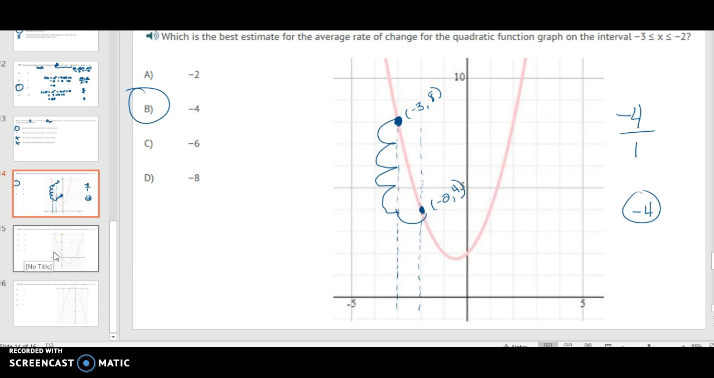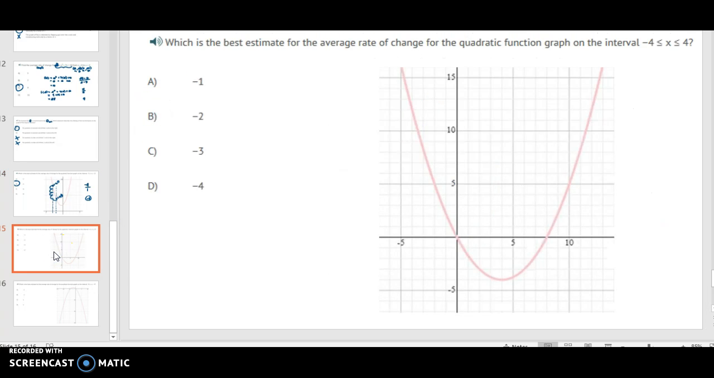All right. I feel like the next one's really similar. Estimate the average rate of change for this one. It doesn't even give you the formula. Don't need it. So it wants between x is -4 and 4. So I'm going to find -4. When x is -4, it looks like it's right here. Follow that up, and we have that dot. And then when x is 4, that's that dot.